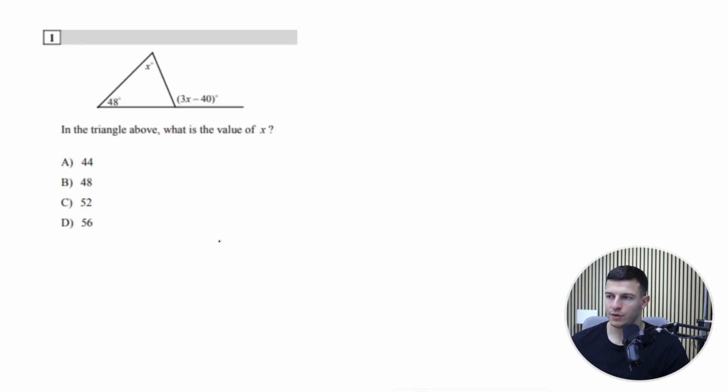In the triangle above, what is the value of x? What is the value of x? Now, we have two internal angles kind of given. I know one of them is x, unknown, we need to find that. And we have one external angle. Now, from the exterior angle theorem that we just discussed, we know that x plus 48 has to be equal to 3x minus 40, right?